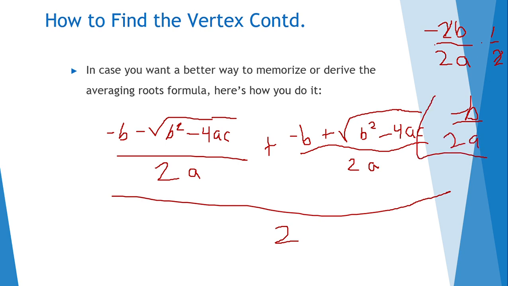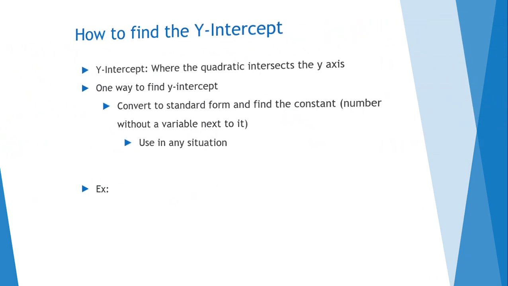Isn't that great? And if this is too much to derive, if you forget the formula, the easiest way to remember is if you look at the quadratic formula, you just need to pick the first term from the numerator and put it over the first term from the denominator. Negative b over 2a. Okay? And let's move on.